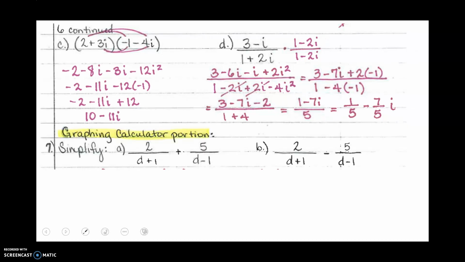All right, then for number 7, we move into the graphing calculator portion now. So you will turn in the first page of your test, and then you can get out your graphing calculator to use for the remainder of the test.